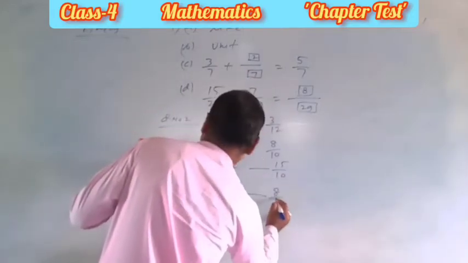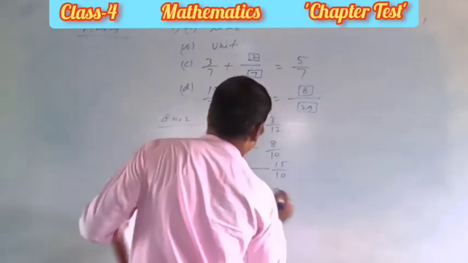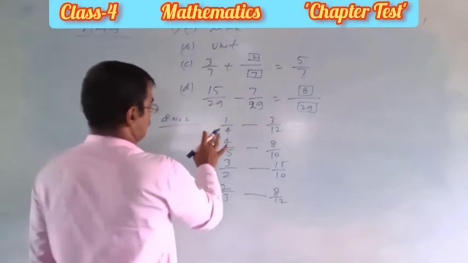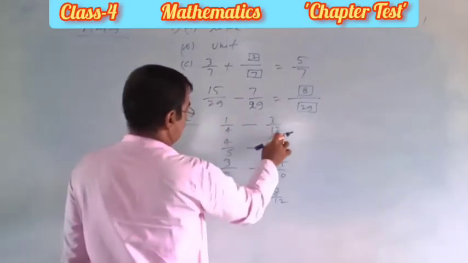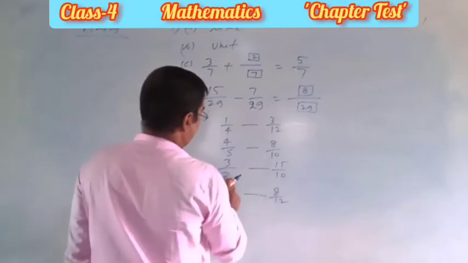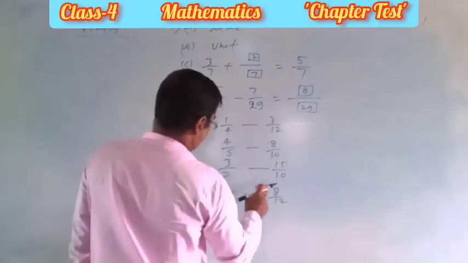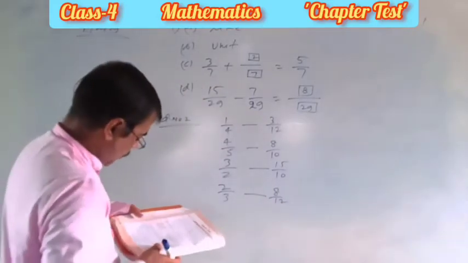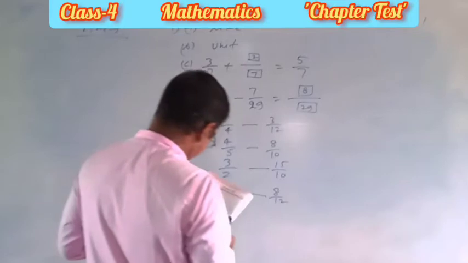12, 8 by 12. 2 times 4 is 8, 3 times 4 is 12. Here you once more see 1 times 3 is 3, 4 times 3 is 12, 4 times 2 is 8, 5 times 2 is 10, 3 times 5 is 15, 2 times 5 is 10, 2 times 4 is 8, 3 times 4 is 12. These are equivalent fractions.